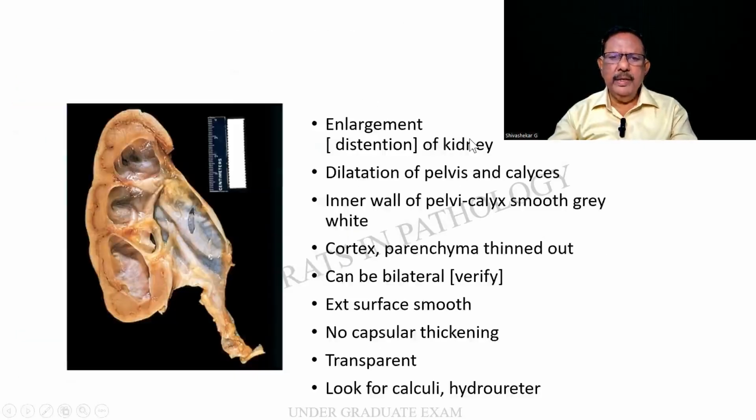Here again, it is a kidney with an enlargement or a distension. And there is a dilatation of the pelvis and the calyces. The inner wall is smooth. The cortex or the parenchyma appears thinned out and atrophic. It can be bilateral. Verify your specimen.